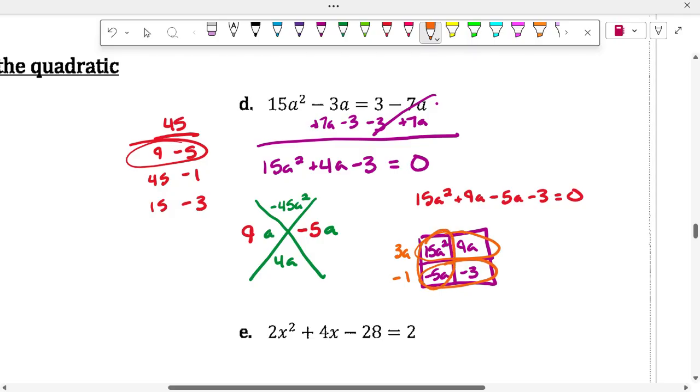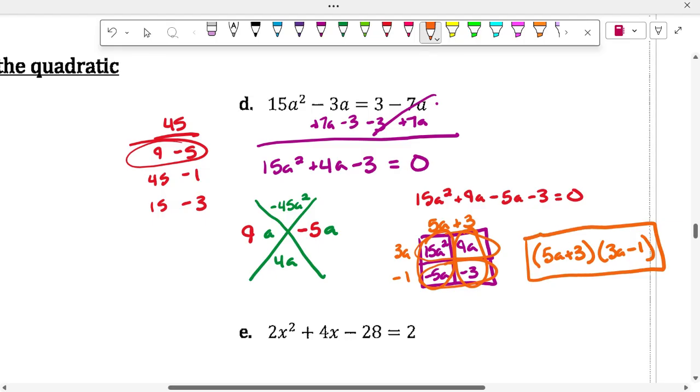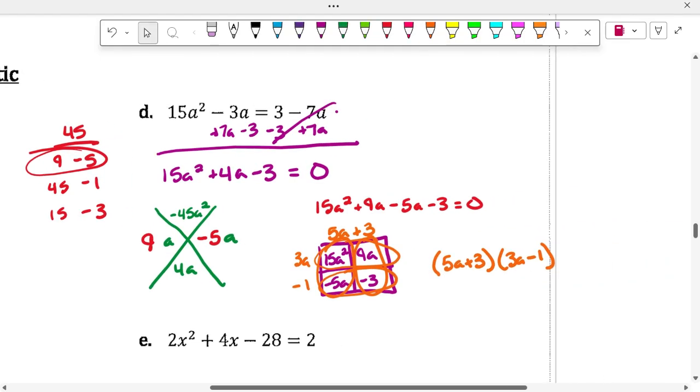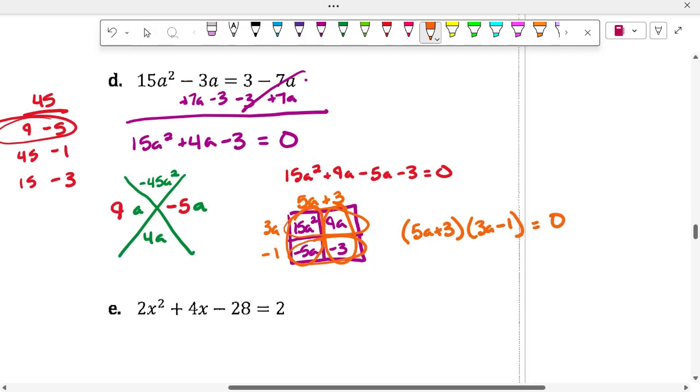What about this first column? Just 5a. Second column, just +3. So what are my two factors? 5a plus 3, 3a minus 1. So this was one where both terms had coefficients on them. But no, I'm not done because I have to solve. So what's my next step? Because I got to solve.